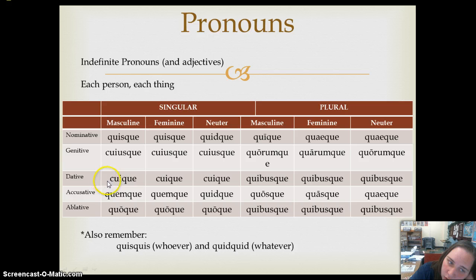Quisque, cuiusque, cuique, quemque, quoque. Again, this is quis, cuius, cui, quem, quo, but with a que on the end. This means each person or each thing. And also remember, quisquis means whoever, and quidquid means whatever. They actually aren't really found in other cases. Mostly only in the nominative, quisquis, whoever, and quidquid, whatever.